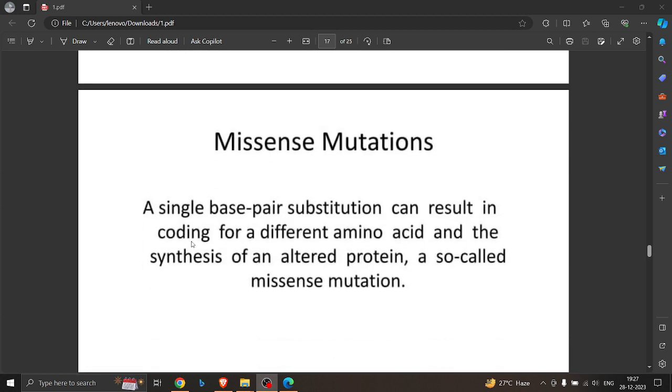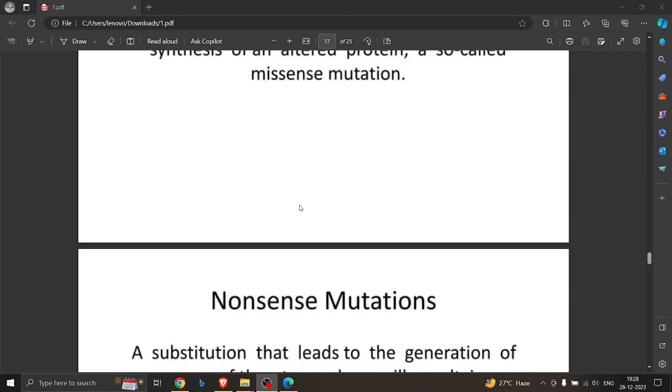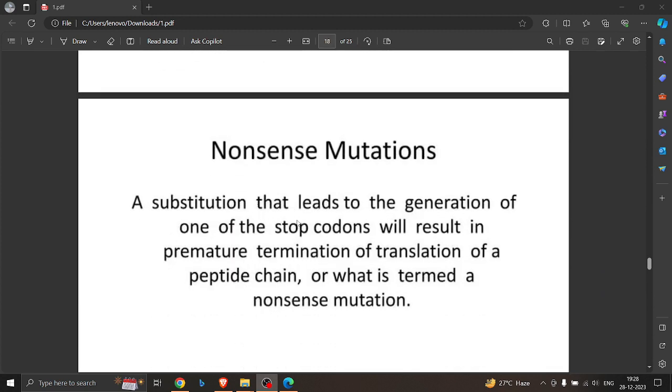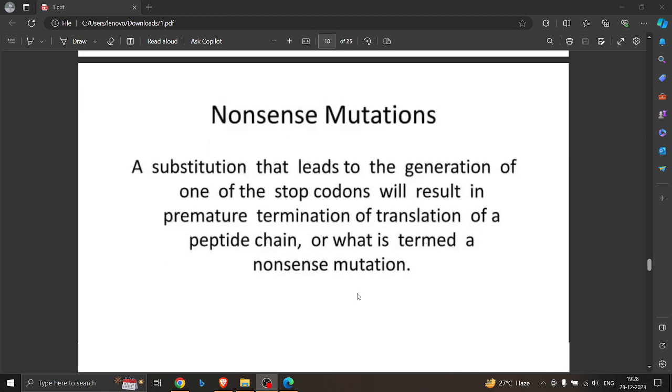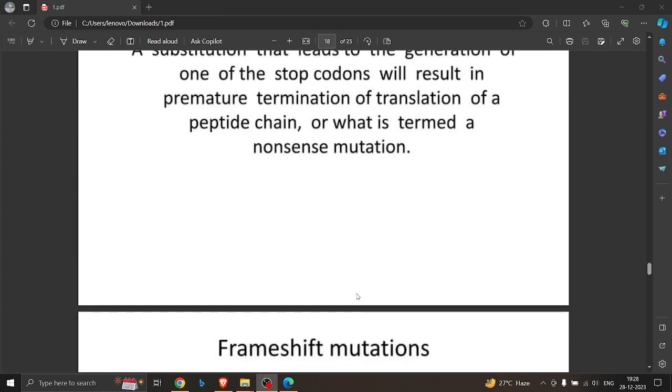So, what is this missense mutation? Here, in this case, a single base pair substitution can result in coding for a different amino acid, and the synthesis of an altered protein is called a missense mutation. And what is nonsense? A substitution that leads to the generation of one of the stop codons will result in premature termination of the translation of the peptide chain, and is termed a nonsense mutation. That means premature termination will take place here.